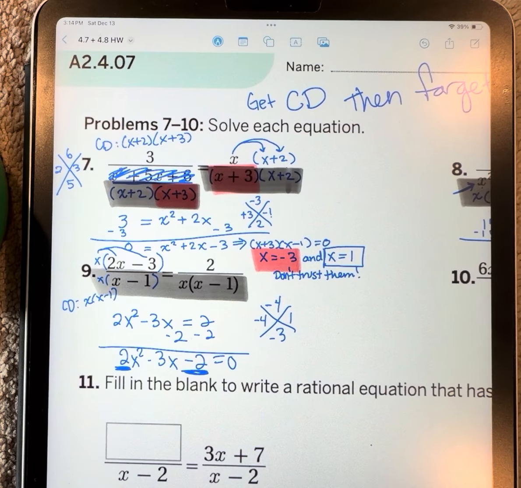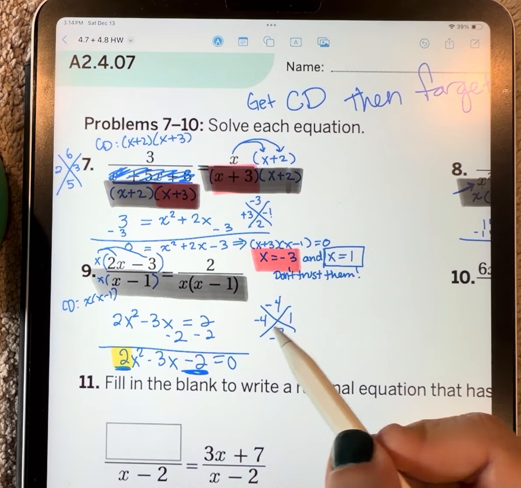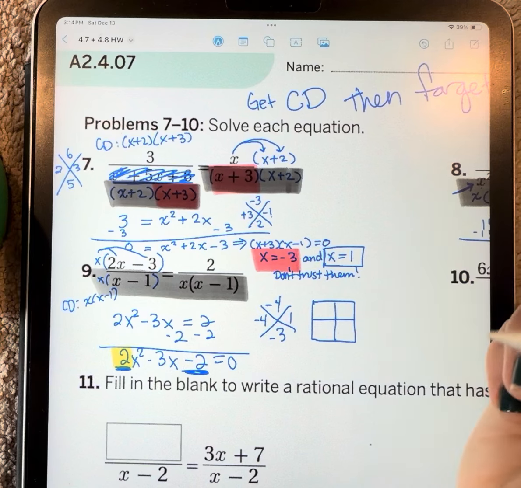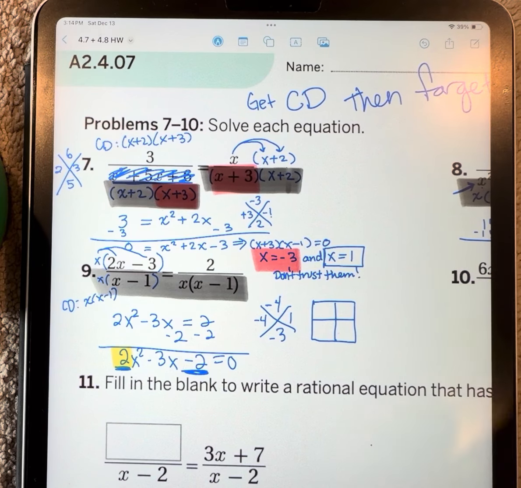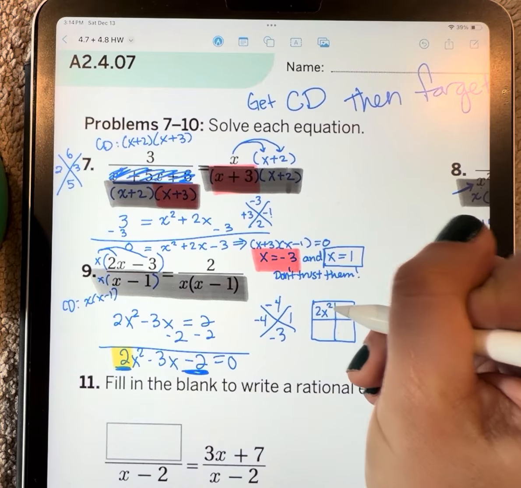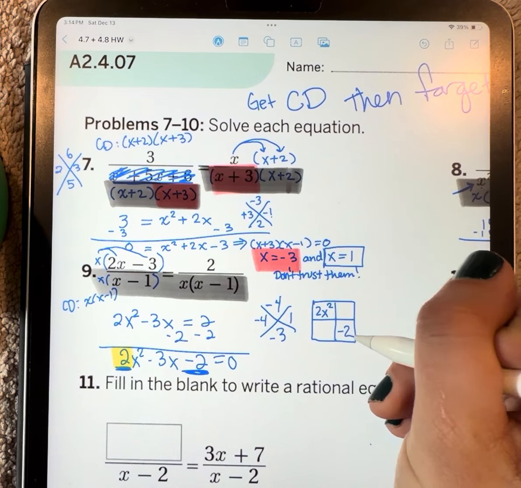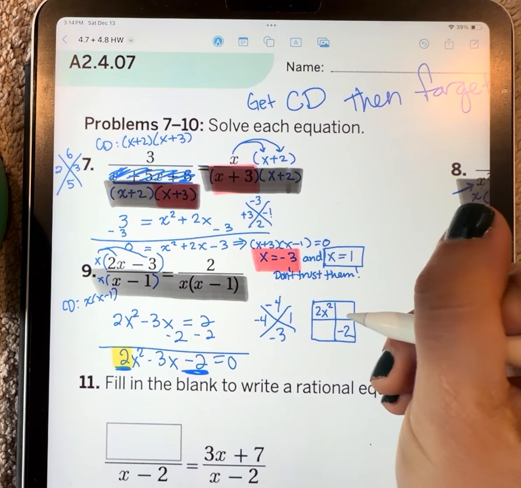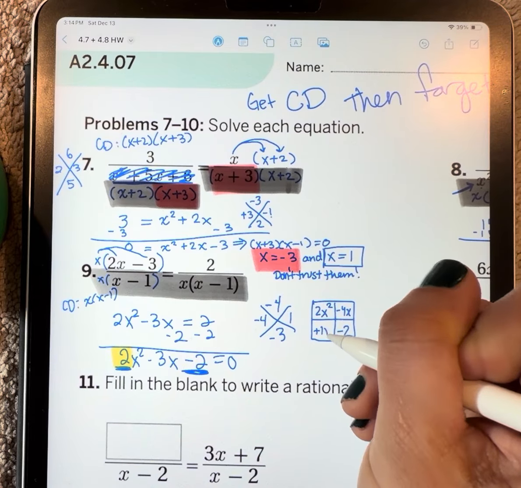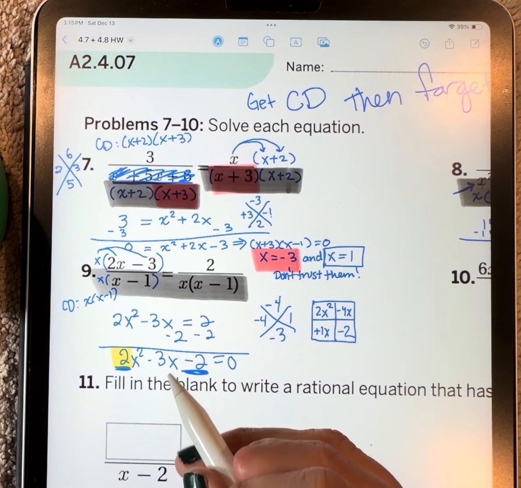But you guys, this is where we cannot go to our parentheses. Because of the existence of this number in front of the x squared, once we find these numbers, we just have to go to the box. It doesn't make it terribly harder. It just makes it one extra step. And so what we do is we put 2x squared in the first box, and we put negative 2 in the last box, and then we put minus 4x and plus 1x in the other two. Because these two together make the negative 3x.